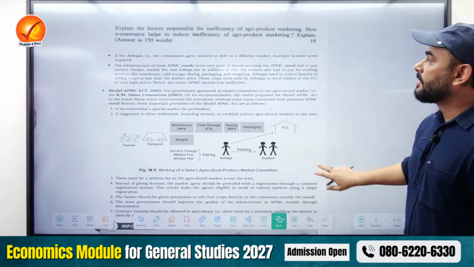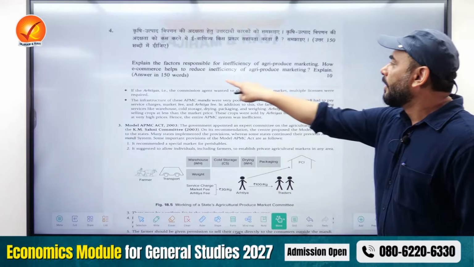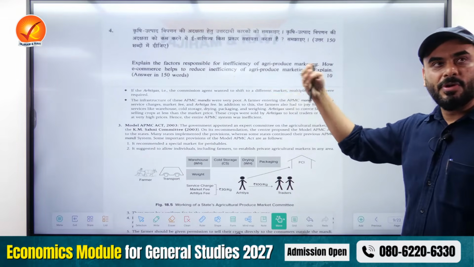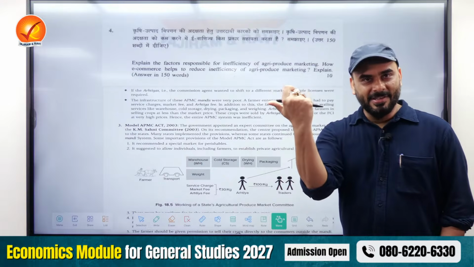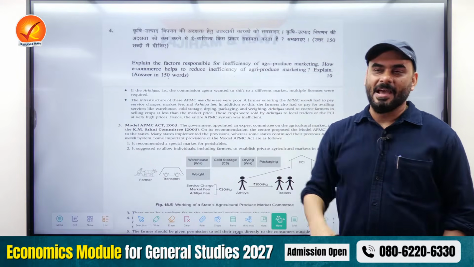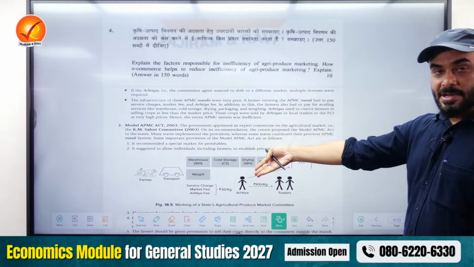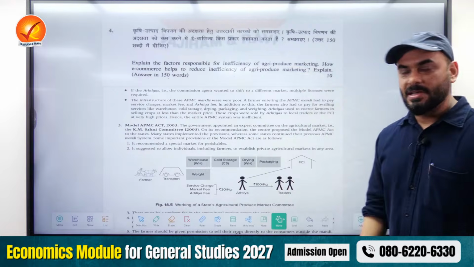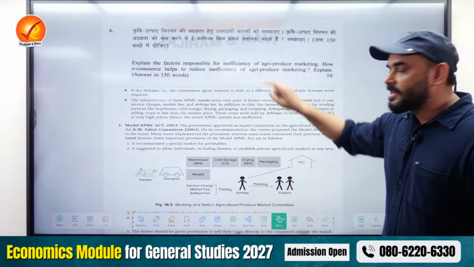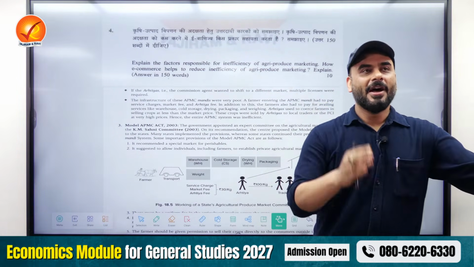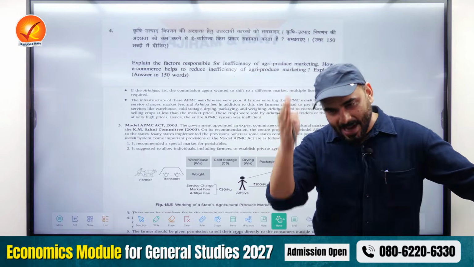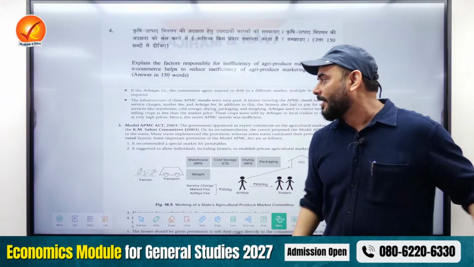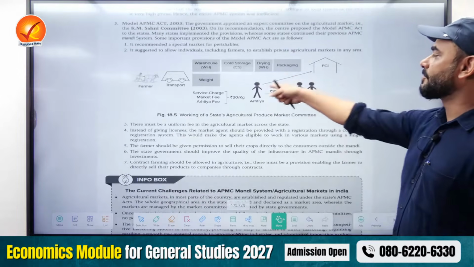Now the next question says, how e-commerce helps, which means that you have to write about the Amazons, the Flipkarts, the eNAM that the government of India has introduced, national eNAM. So all these things you have to write, which is mentioned here. But if you read the question carefully, it says, what are the factors responsible for inefficiency? How can you write the factors responsible for inefficiency unless you explain what is happening in India? What is the current model? So the current model is this model.